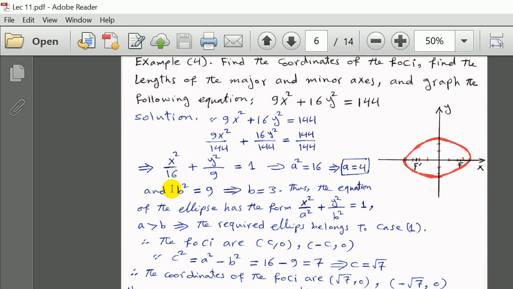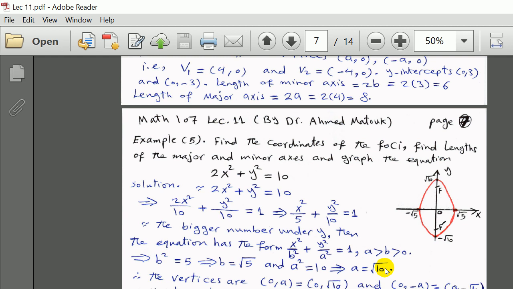Now the foci have coordinates (c, 0) and (minus c, 0), and c equals root 7. So these are the foci. Also, the vertices have the coordinates (a, 0) and (minus a, 0), and because a equals 4, the vertices are (4, 0) and (minus 4, 0). In the same way, the y-intercepts are (0, 3) and (0, minus 3). The length of the major axis is 2a, so 2 times 4 equals 8. The length of the minor axis is 2b, so 2 times 3 equals 6. And to graph the ellipse, we can graph it as shown here in the figure.